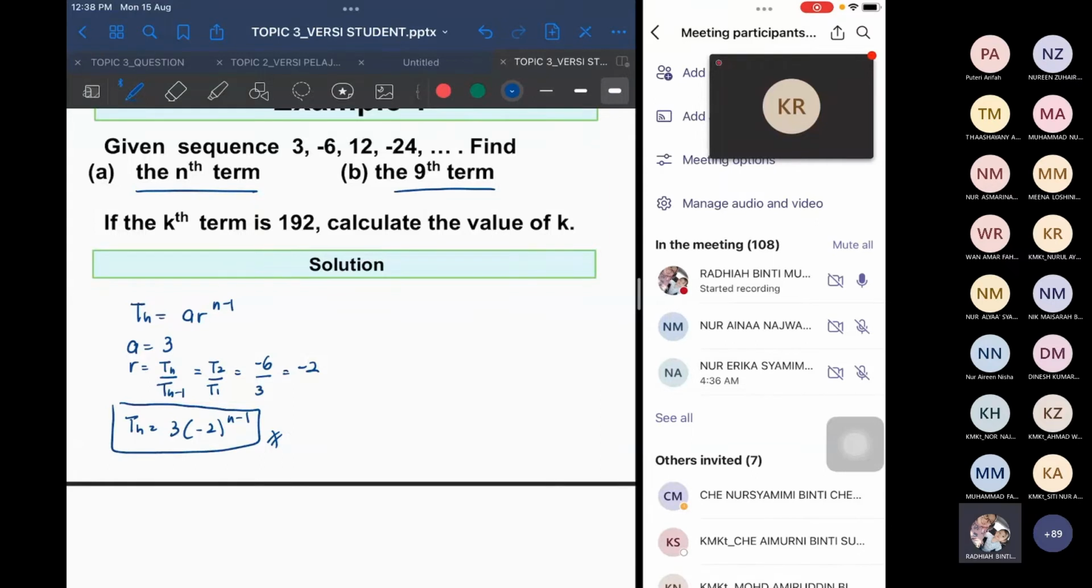Okay, lepas tu soalan yang kedua B, you have to find term yang ke-9. Okay, so AR^(n-1). So A kita dah ada tadi ni. Kita dah ada yang ni, so kita guna je. Masukkan dalam formula tu terus.